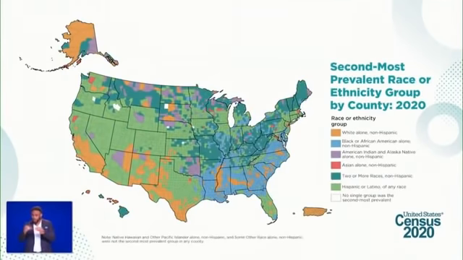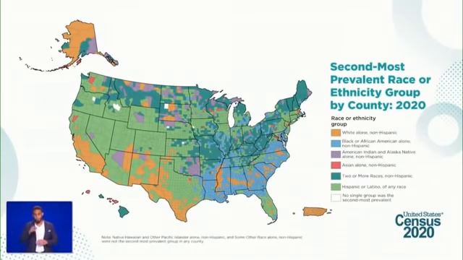There's more variation in the map for the second most prevalent racial or ethnic group. Here we see racial or ethnic groups are represented in patterns that are not as tightly clustered in specific regions as they were in the first most prevalent group. Often these show an inverse relationship to the most prevalent group map.